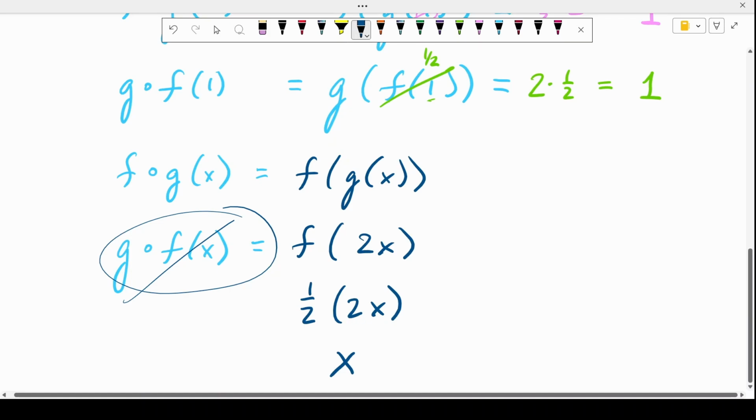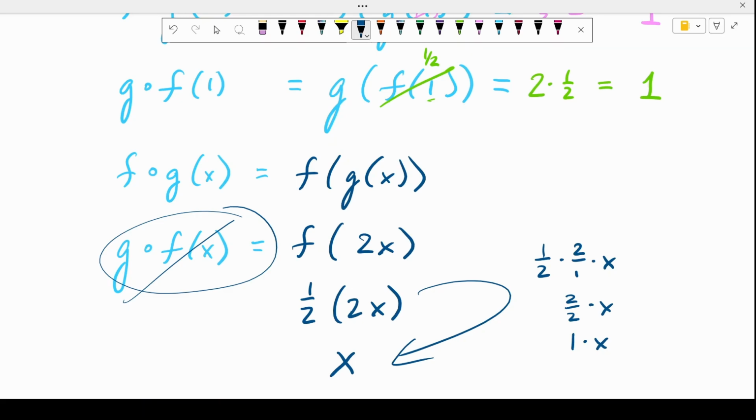Right? And if you want to see this broken down, I can do that very quickly. Order of operations says we're going 2 times x first. But 2 times x times a half is the same as a half times 2 times x. You can multiply in any order. So I'm going to multiply in this order, and I'm going to choose to make my 2 a 2 over 1, because then I get 2 over 2 times x, and 2 over 2 is 1 times x, and 1x is x. Okay, so that's just a little bit of quick review. Okay, so f of g of x is x.